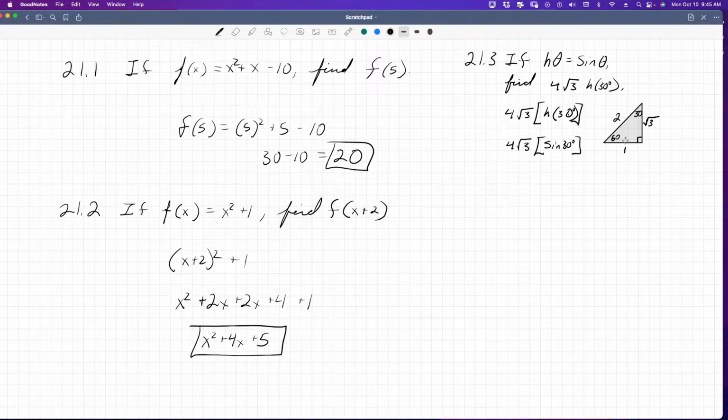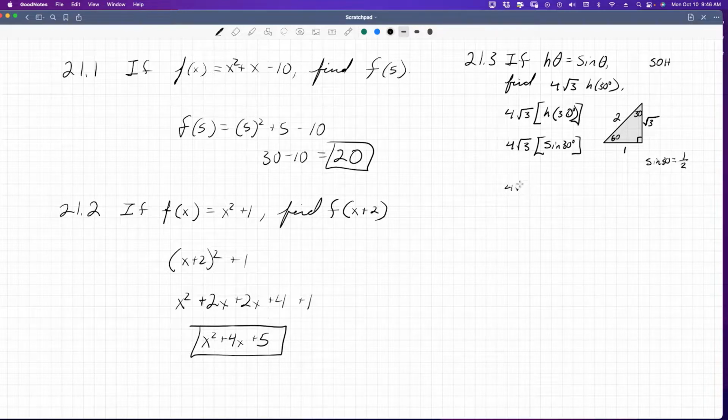All right, so now we have our unit of reference. So first we have to find the sine of 30. And in SOHCAHTOA, sine is SOH. So that's the opposite over the hypotenuse. So the sine of 30, the side opposite 30 is 1, and the hypotenuse is 2. So the sine of 30 is 1/2.